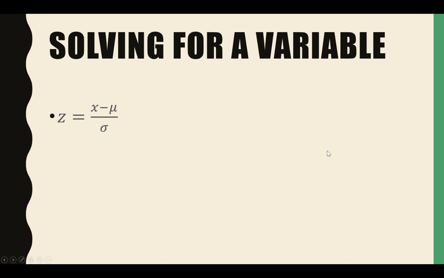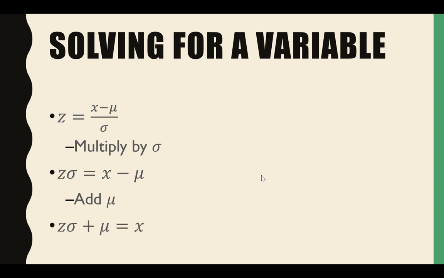Another example, we have z equals x minus mu over sigma. We're going to multiply both sides by our sigma. So we have z sigma equals x minus mu. We're going to add mu to both sides. So we get z sigma plus mu equals x. And that is how we can rearrange and shuffle things so we can get formulas to look how we need them to solve for the various aspects.